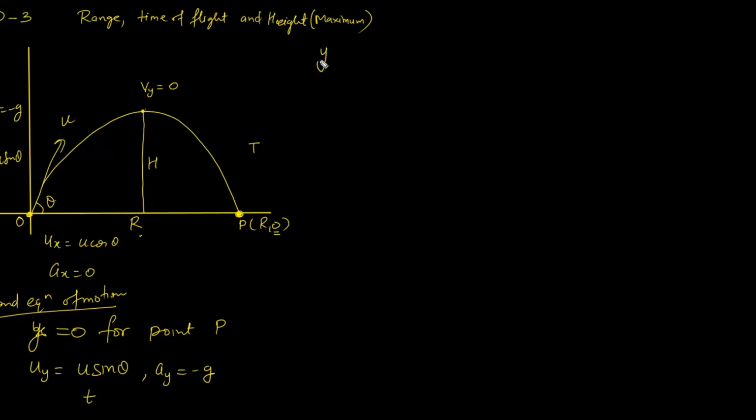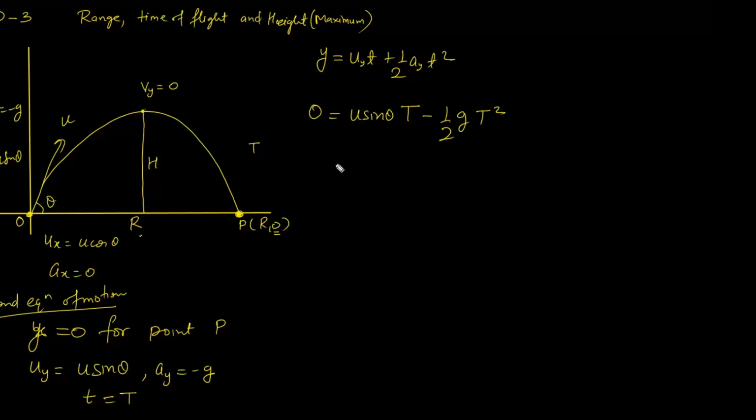So from the second equation of motion I can say y equals uy t plus half of ay t square. Y is 0, uy is u sine theta, t is the time of flight, so here t equals capital T I am writing. Then ay is minus g and this is t square. Take the T common. So it is u sine theta minus half of g capital T.